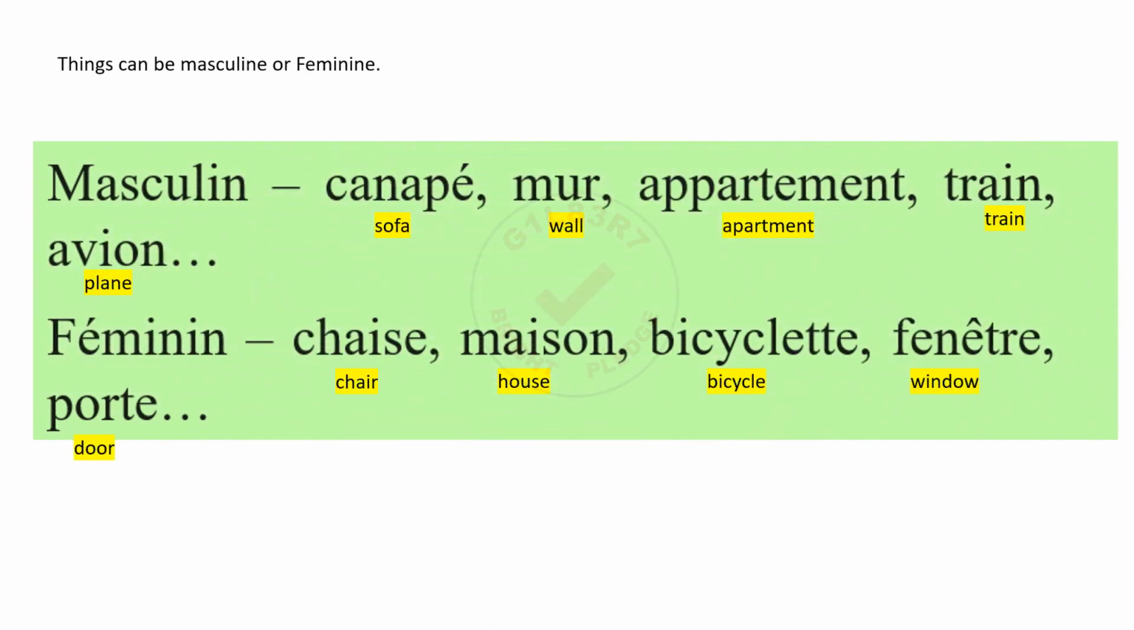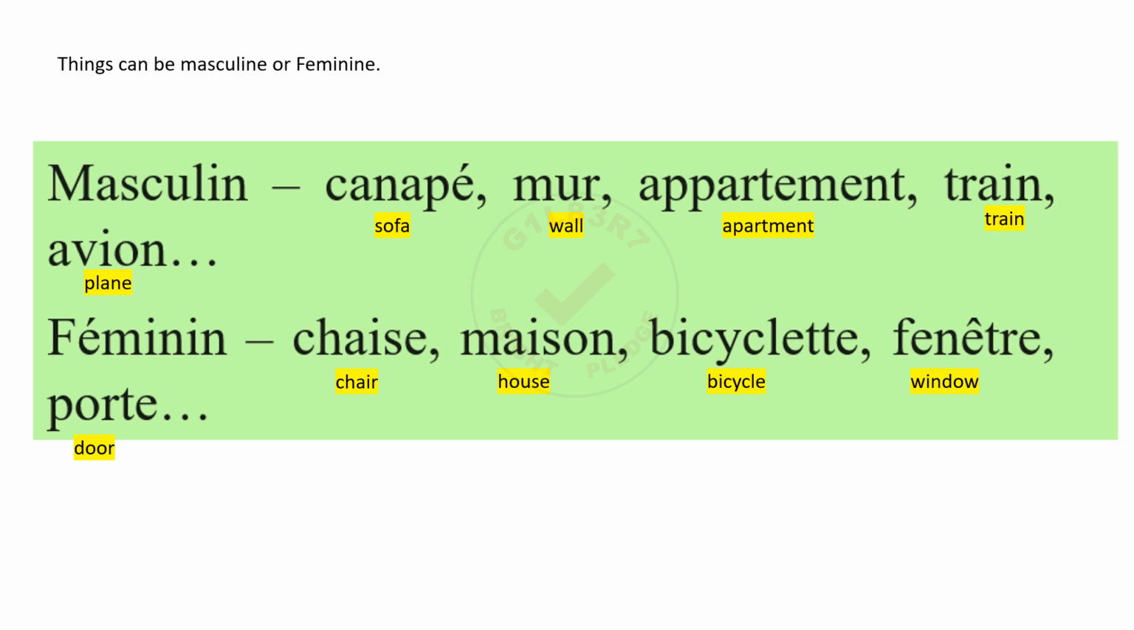And moving on to things. Things can be either masculine or feminine. A few examples in the masculine form: you have canapé, meaning sofa, mur, wall, appartement, apartment, train, train, avion, plane. And in the feminine form, you have a few examples: chaise, chair, maison, house, bicyclette, bicycle, fenêtre, window, and porte, door.